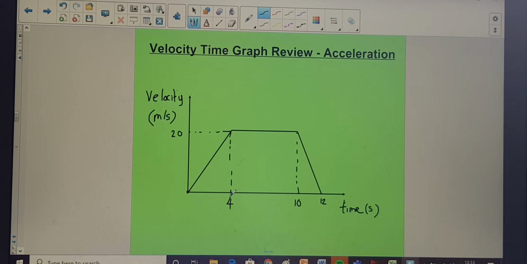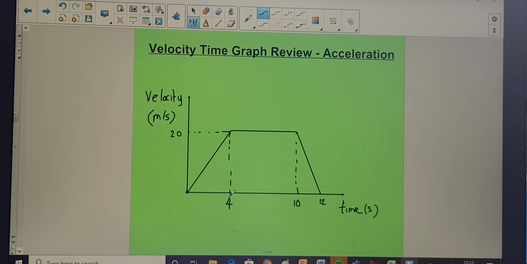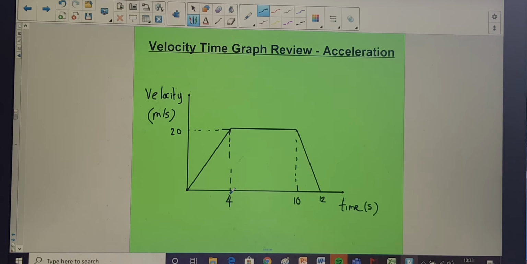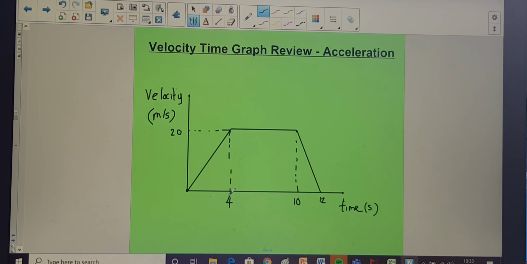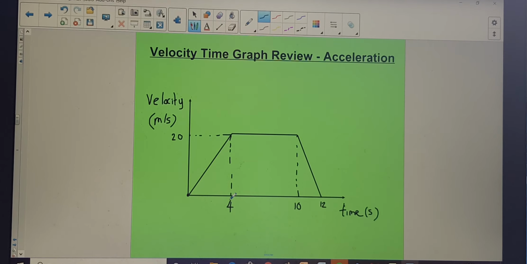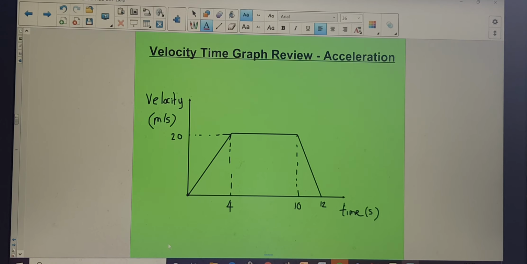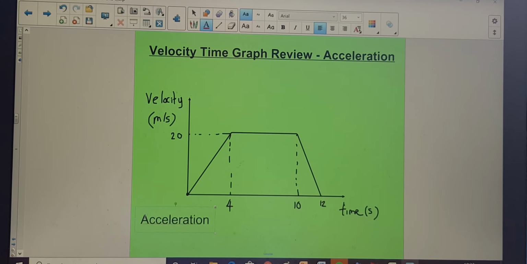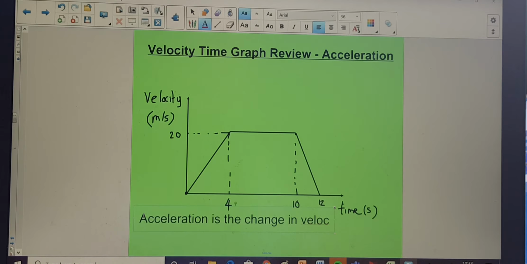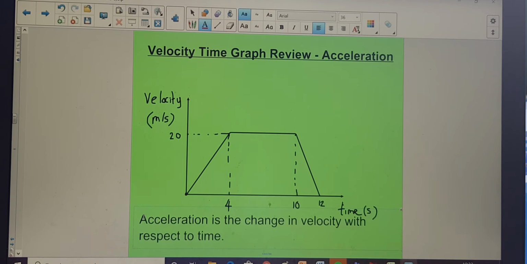The change in velocity is acceleration. That's a real difficult thing to get your head around. Something could be going at 100 miles an hour, and the acceleration could be 0 if its speed doesn't change. If it's just going at 100 miles per hour the whole time, its acceleration is 0 because the speed is not changing. Acceleration is the change in speed. So let's write that. Acceleration is the change in speed, or let's call it velocity, with respect to time.